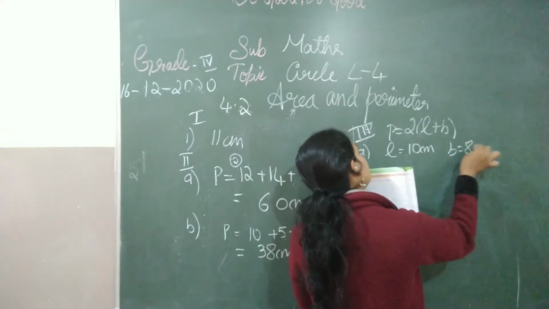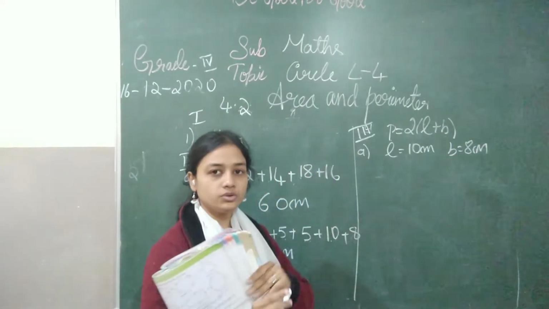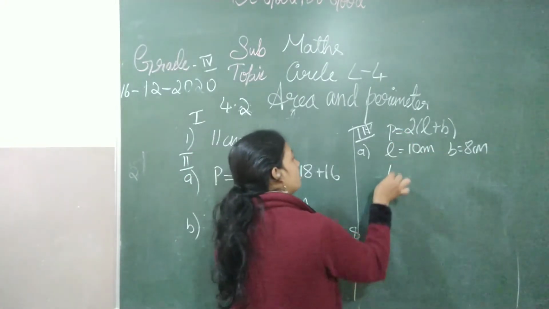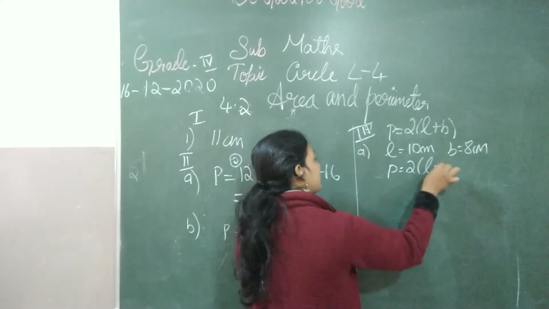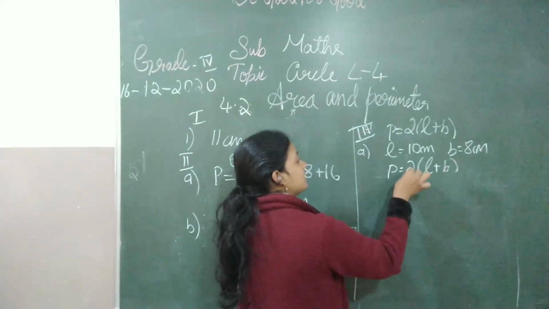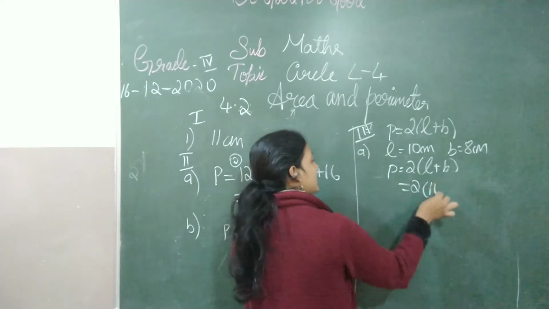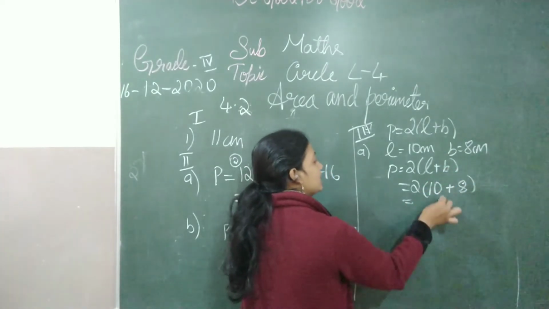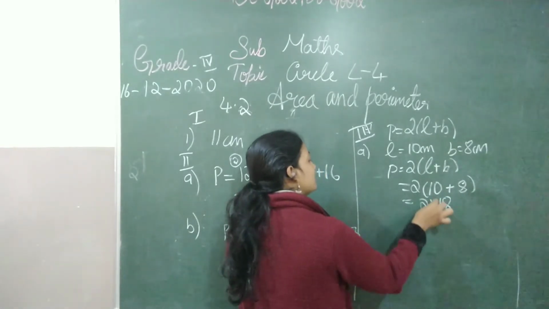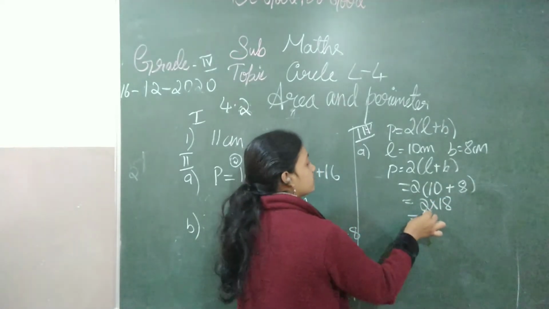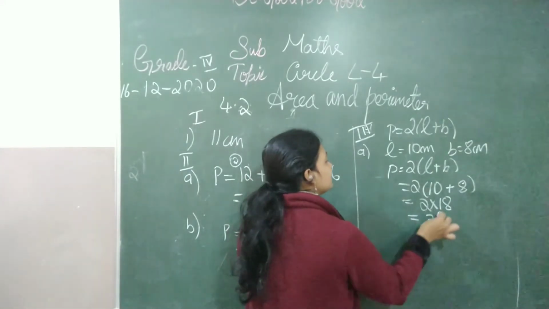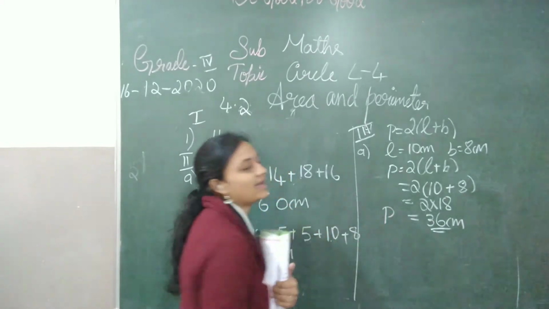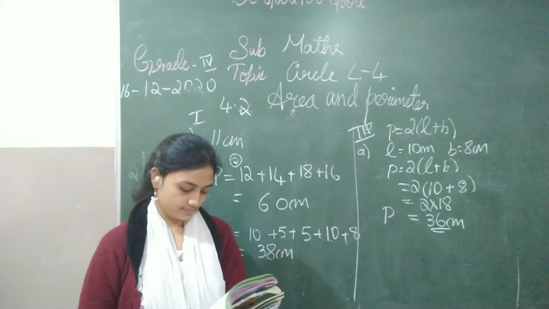Breadth is equal to 8 centimeters. First, we should write what is L and what is B like this, and then write the formula. P is equal to 2 times L plus B, and write the numbers below. L is 10 and B is 8. Now add these two numbers, you get 18, and multiply that with the 2 here. So 18 into 2 will be 36 centimeters. This is the perimeter of the rectangle for the first one.